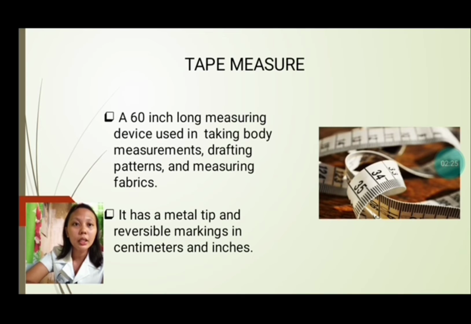Let's start with the tape measure. A tape measure is a flexible measuring device that is 60 inches long and is used for taking body measurements, drafting patterns, and measuring fabrics. It has a metal tip and reversible markings in centimeters and inches. The front part has 150 centimeters and the back part has 60 inches.